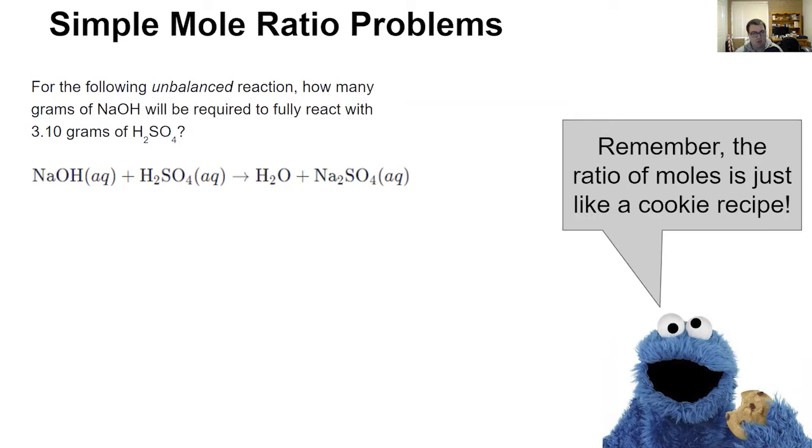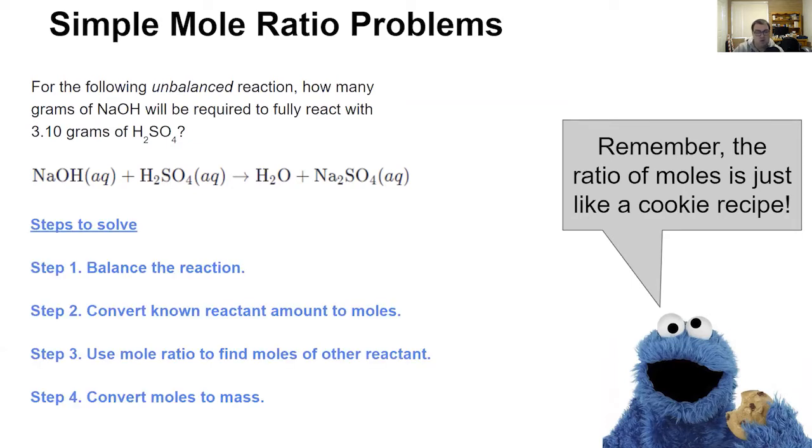Now, I'd like to remind you that once we have a balanced equation, the ratio of moles is just like a cookie recipe, okay? And we can use that to help us work out the quantities of other reactants and products across the reaction. So, how would you go about solving this sort of problem? Pretty straightforward. All right, there's 4 steps to it.